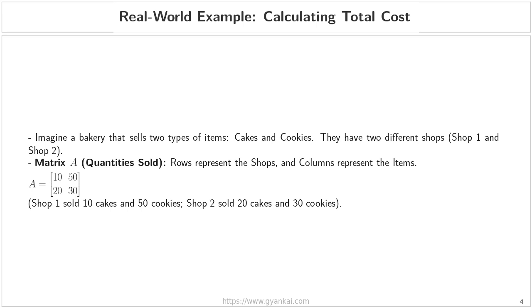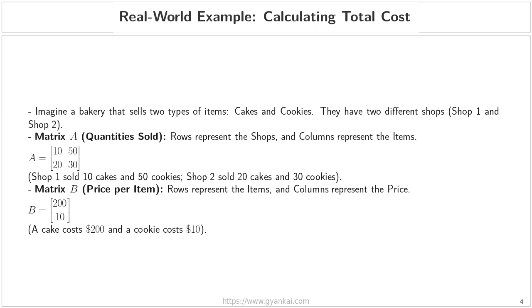First, let us look at matrix A, which represents the quantities sold. This is a 2x2 matrix where the rows represent the shops and the columns represent the items. Specifically, the first row shows that Shop 1 sold 10 cakes and 50 cookies, while the second row shows that Shop 2 sold 20 cakes and 30 cookies.